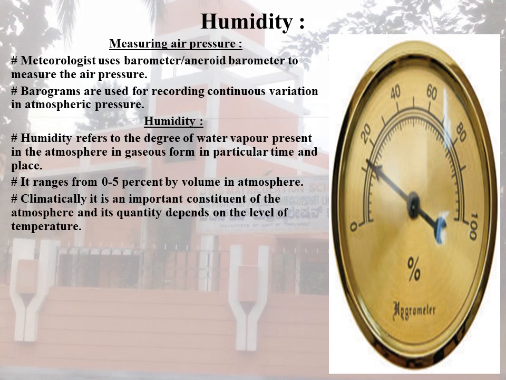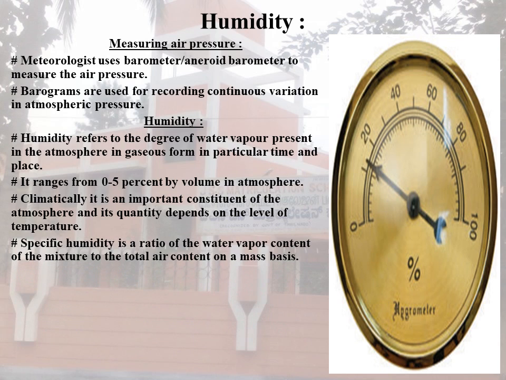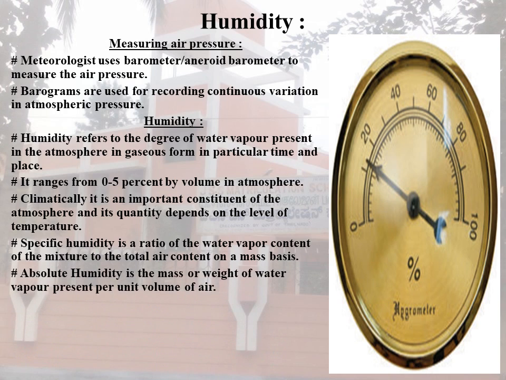Specific humidity is the ratio of the water vapor content of the mixture to the total air content on a mass basis. It is expressed in grams of vapor per kilogram of air. Absolute humidity is the mass or weight of water vapor present per unit volume of air. It is expressed usually in grams per cubic meter of air.